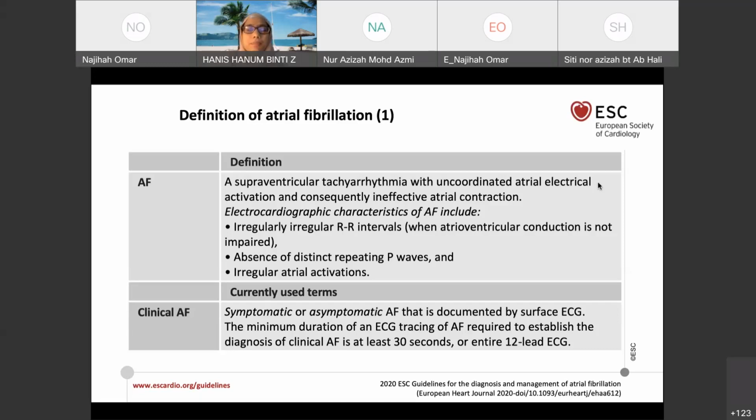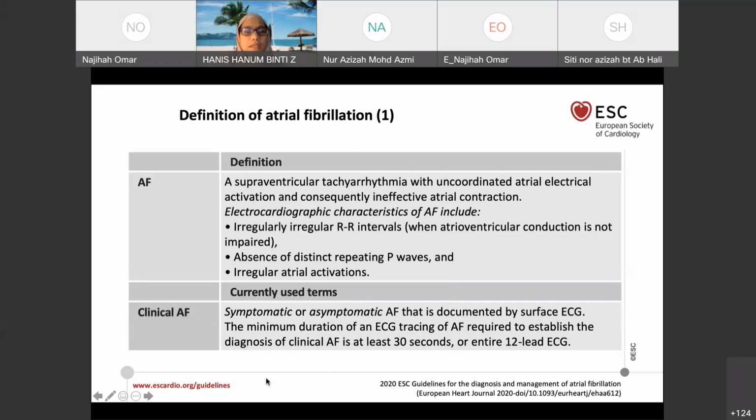So it's a problem of the heart where the heart cannot beat properly. That's what AF is. You need to have a confirmation from your ECG to diagnose AF. AF occurs when there are irregularly irregular RR intervals, an absence of distinct repeating P waves, and irregular atrial activation. I will show you an example of an ECG of a patient with AF.